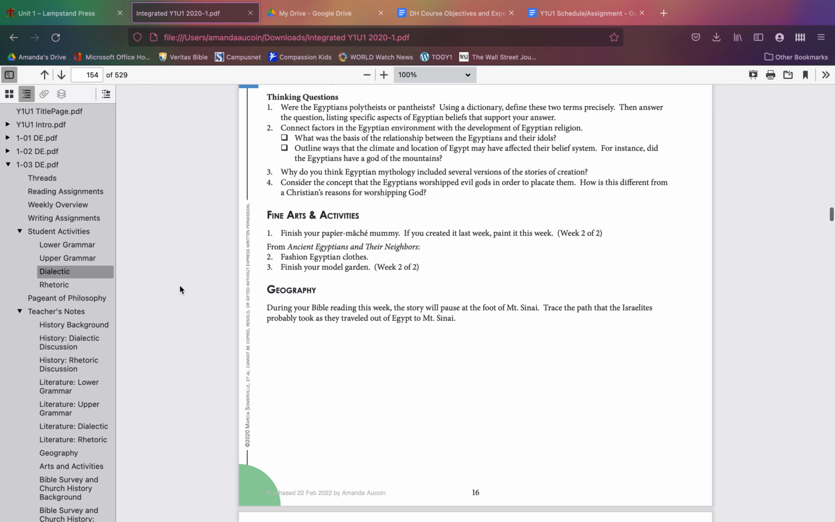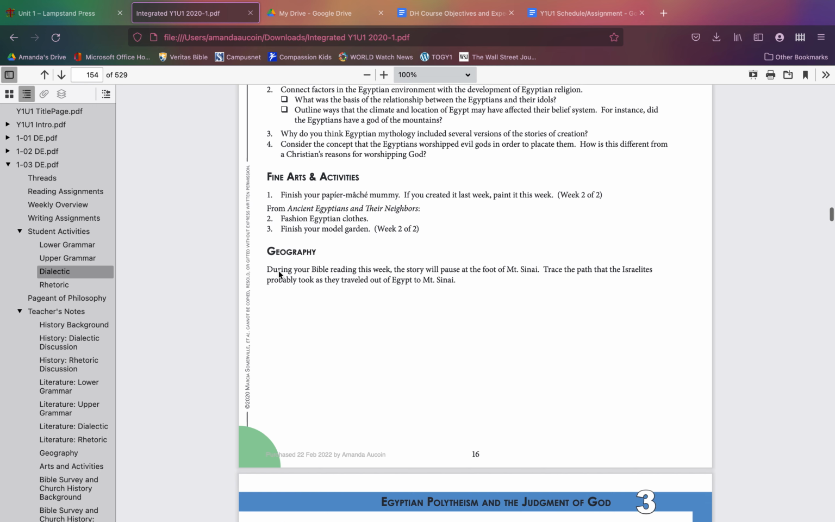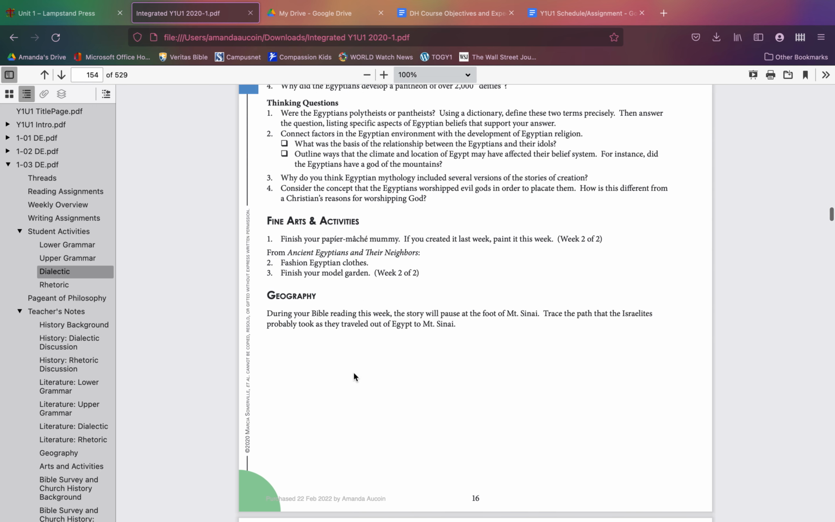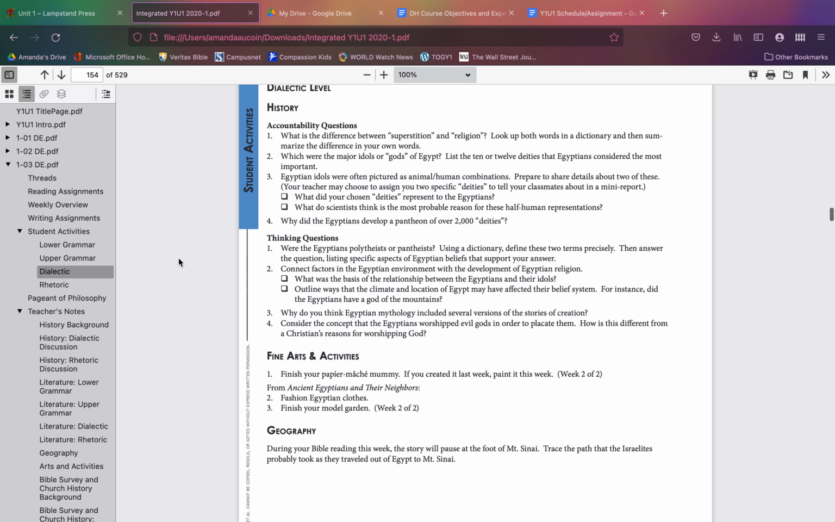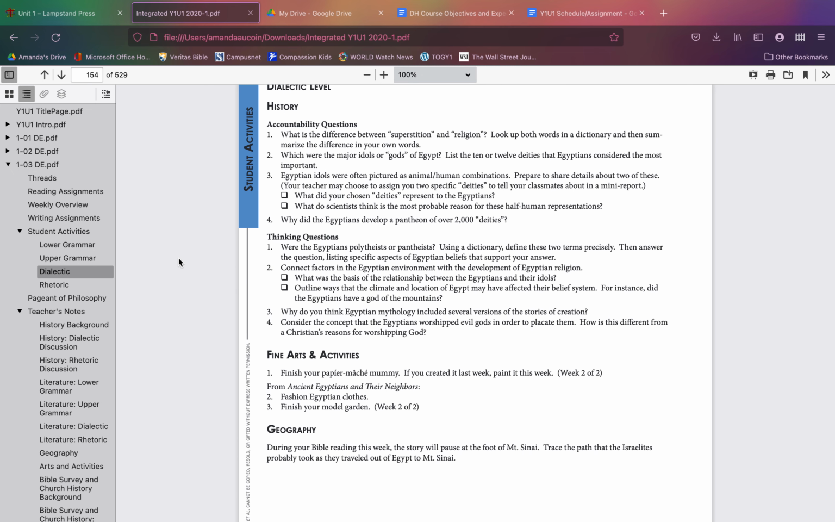You can also see this has geography on it. I'm trying to see if we had a map that week for week 3. Yeah, one map. The Israelites leave Egypt. We can look at the maps here in a moment. But the geography then is mentioned there as well. So I hope that kind of clears up what's AQ-TQ. How do I know which ones my kids are supposed to do, for example?